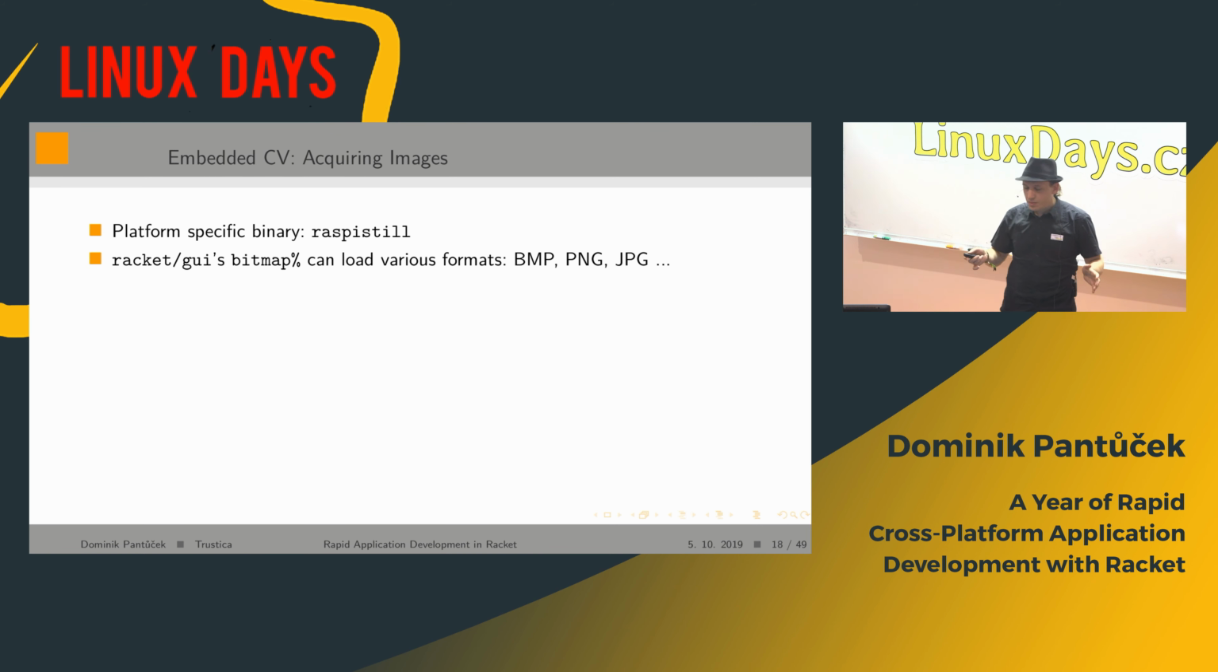Now, but in Racket, we can load any bitmap the Raspistill produces. So, for example, BMP, PNG, JPEG, although you can guess that JPEG is not very useful for this task because it's a lossy compression. And by the way, it turned out that the best way to acquire images on Raspberry Pi is to just store it in BMP in a RAM disk, because then you can just memory map that and use that. But let's be lazy.